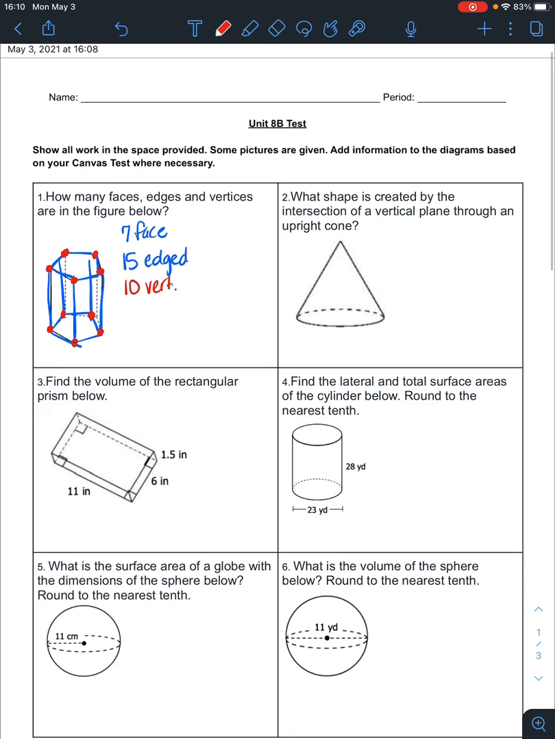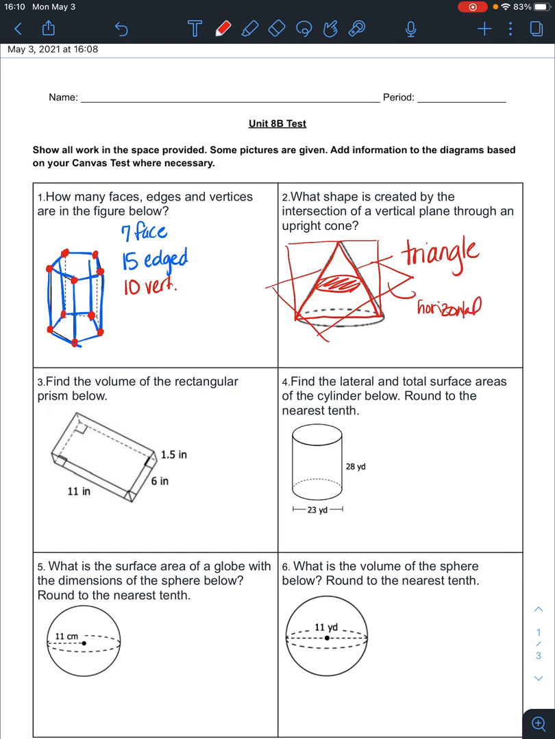What shape is created by the intersection of a vertical plane through the upright cone? So vertical plane is up and down. So if I slice through this cone vertically like this, it's going to create this triangle. So a triangle would be what is created by the vertical plane. If I had asked about a horizontal plane, then it would look something like this, and it would cross through, and you would have a circle. So that would be a horizontal plane, would give you the circle. But because in this case it was the vertical plane.